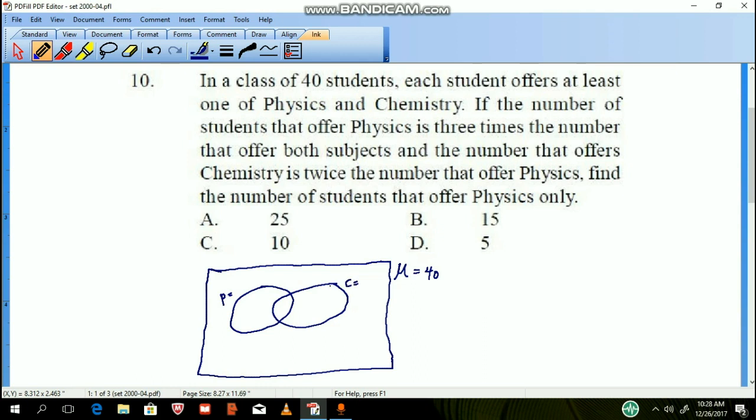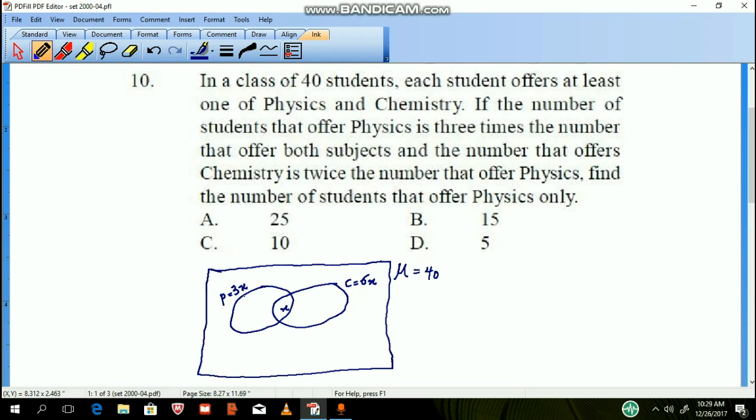And we are told that the number of students that offers physics is 3 times the number that offers both subjects, so let's say x is offer both subjects, so the number that offers physics will be 3x, and the number that offers chemistry is twice the number that offers physics. Twice of this will be 6x. Find the number of students that offers physics only.